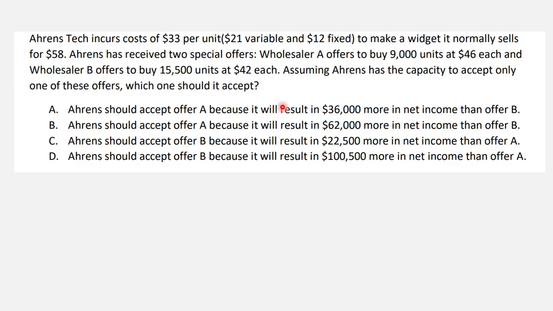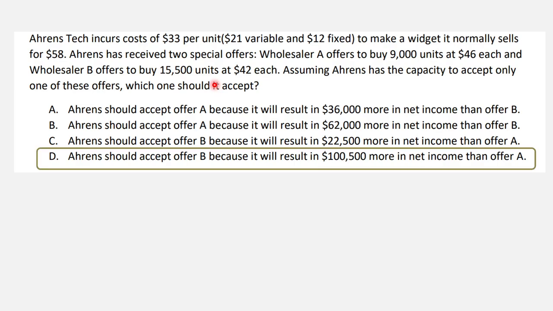So what you're going to do is to compare your incremental profit for A and incremental profit for B. Kay A, 46 minus 21 times 9,000 units. Kay B, the price is 42 minus 21 times 15,500. If you compare their incremental profit, you would conclude that Aaron's should accept offer B because it will result in $100,500 more in net income than offer A. Correct answer is D, as in dog.